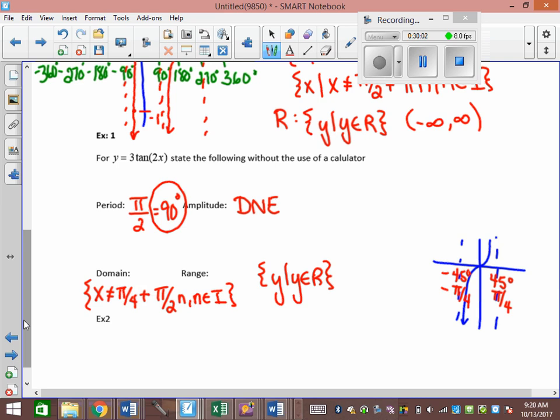So A in this case is not the amplitude. So many people tell me the amplitude's 3 because they're so used to saying the amplitude's the absolute value of A. But remember, tan graphs don't have an amplitude. They just keep going. Okay?